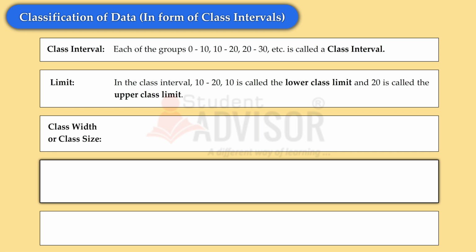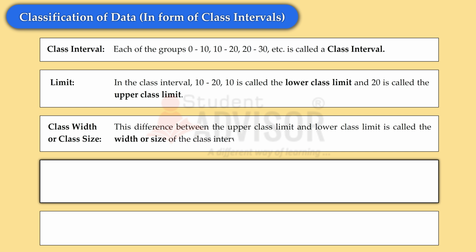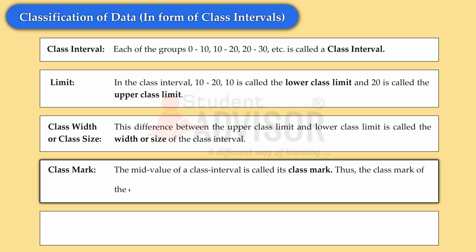Class width or class size. The difference between the upper class limit and lower class limit is called the width or size of the class interval. Class mark. The mid-value of a class interval is called its class mark. Thus, the class mark of the class interval 10 to 20 is (10 + 20)/2 = 30/2 = 15.